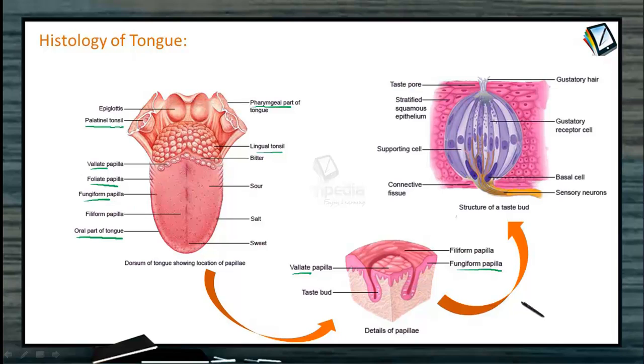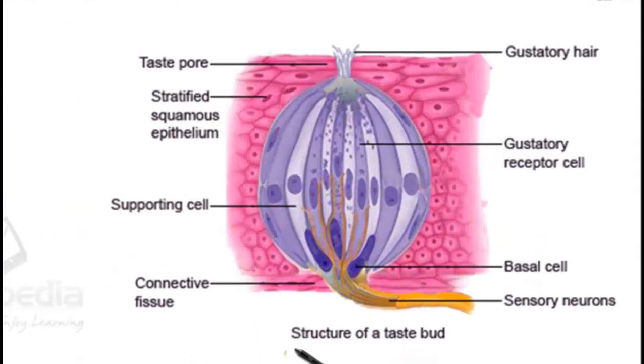Each pimple-like projection contains nearly 100 taste buds. Let us see the structure of a taste bud. A taste bud is made up of connective tissue. It is embedded in a stratified squamous epithelium. And the cells of taste buds are basal cells.